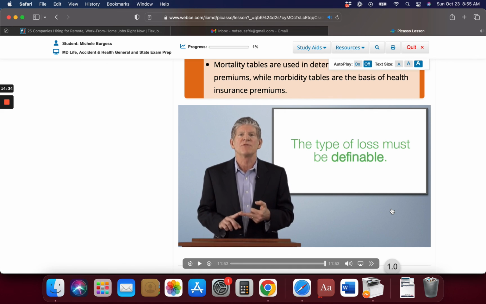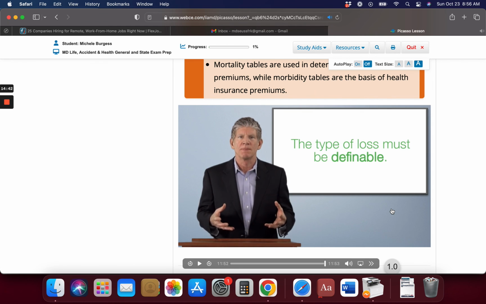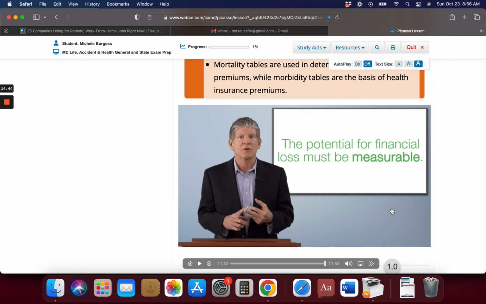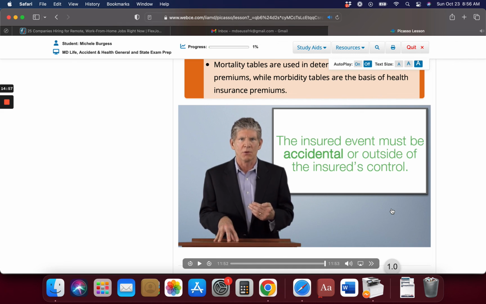First, it must be definable. There must be a name that can be associated with it. Death, disability, and medical expenses. Number two, the risk must be measurable. There must be a way for the insurance company to put a dollar value on the potential loss. Third, the risk must be accidental or outside the insured's control.